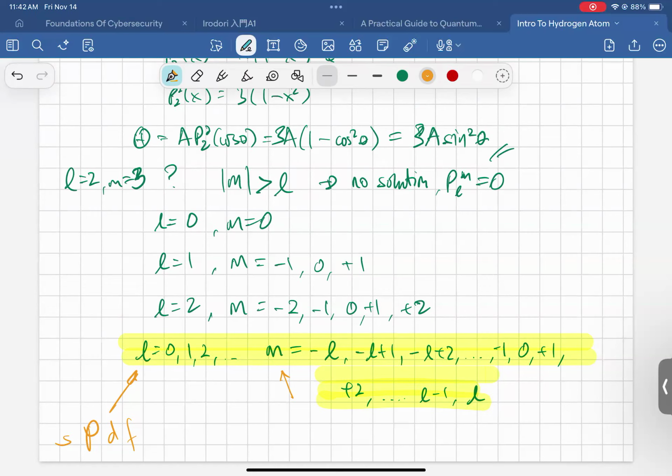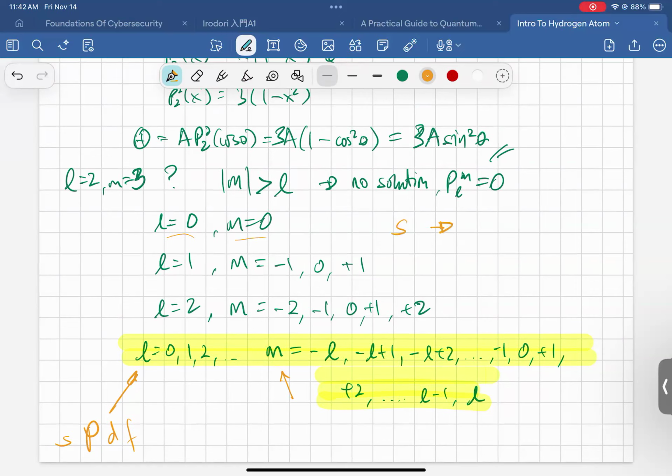Okay, so for L equals 0, isa lang yung M na pwede. So for S, iisa lang yung pwedeng state. For L equals 1, meron kang 1, 2, 3. So for P, meron kang 3 possible states. And then for L equals 2, meron kang 1, 2, 3, 4, 5. So that's D, then meron kang 5 possible states. Okay? So ganyan natin siya pwedeng i-relate with chemistry.